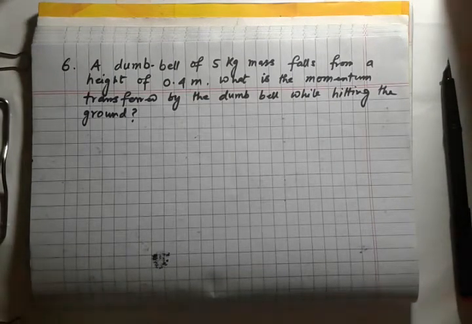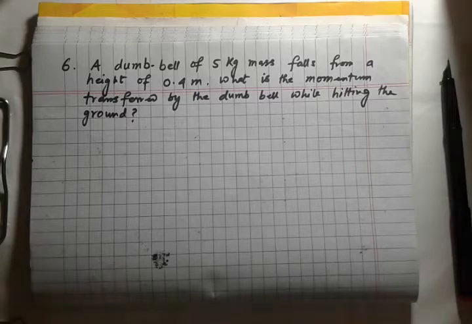So today we are going to do the numericals from the exercise book. First one is a dumbbell, question number 6. A dumbbell of 5 kg mass falls from a height of 0.4 meter. What is the momentum transferred by the dumbbell while hitting the ground? So that is the question.